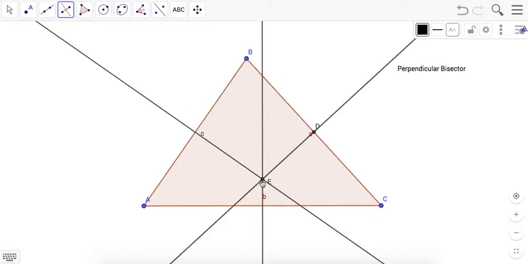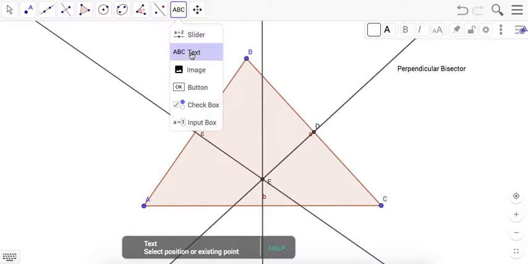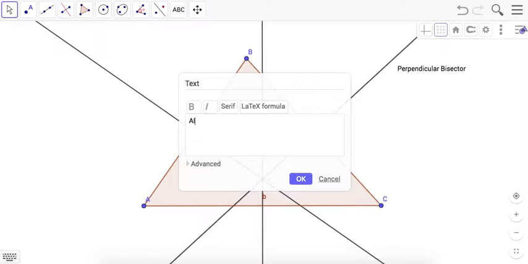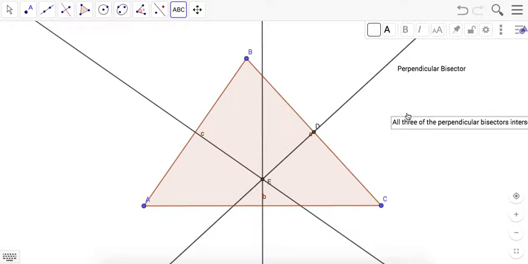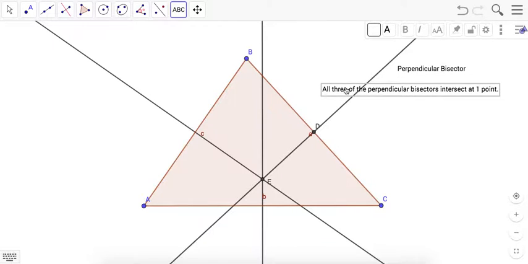Oh, it did intersect at a point E. So all three of these lines intersect. All three of the perpendicular bisectors intersect at one point. That's kind of cool.